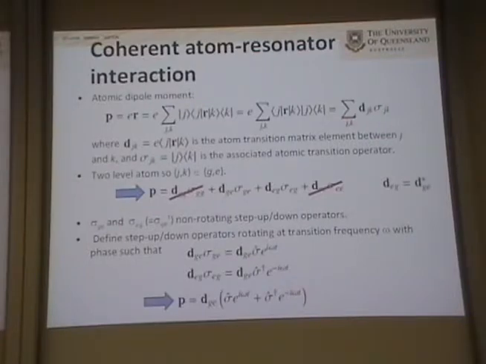So then, for a two-level atom, all I've got is j and k can be ground or excited state. So there are four terms here. There's j equals k equals g, the ground state. j equals k equals e, the excited state, and then there are two cross terms. But from symmetry, or selection rules equivalently, you know that the d_gg and d_ee are zero. So you're left with just two terms in the atomic dipole moment.